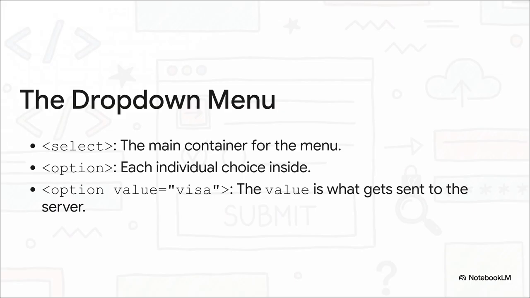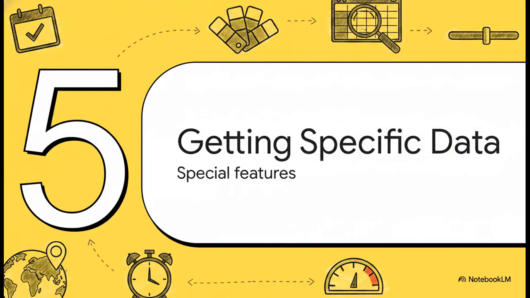So what happens when you have a ton of options? Like, imagine trying to list every country in the world with radio buttons. It'd be a disaster. That's where the drop-down menu comes in. You wrap everything in a select tag, and then each choice becomes an option. And the really important part here is that value attribute. That's the actual piece of data that gets sent to the server, which might be different from the text the user actually sees.